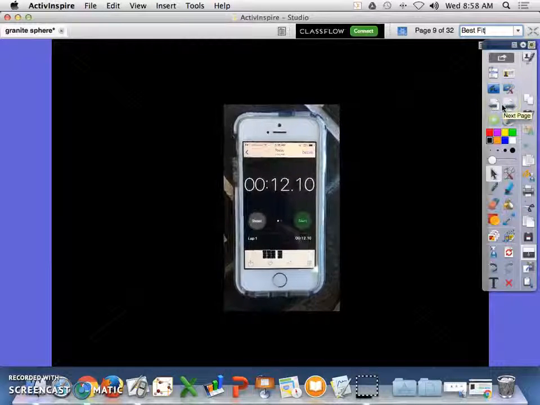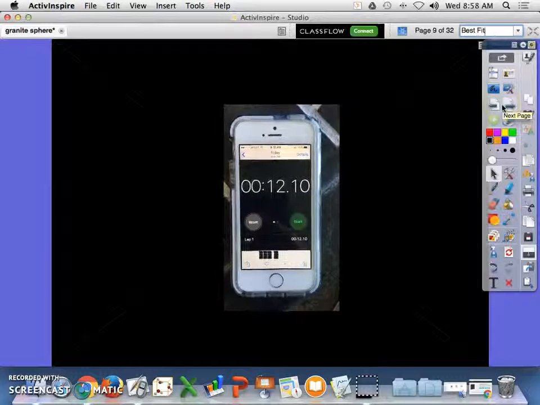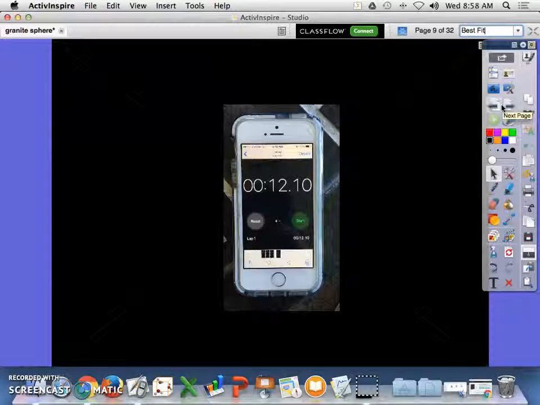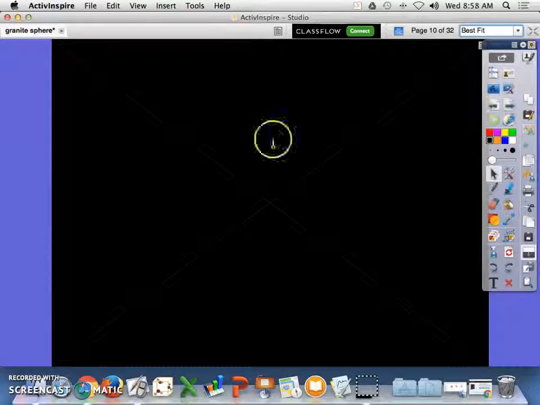For trial 4, the time was 12.10 seconds for one of our trials. That day we did 3 or 4 or 5 trials and averaged the results. This data that we used here is for one of the trials that we did. It came out really close.